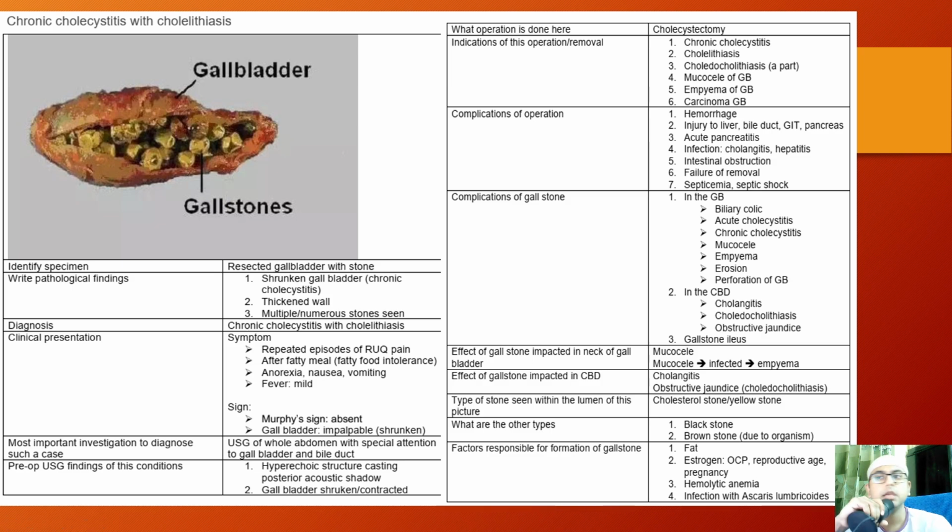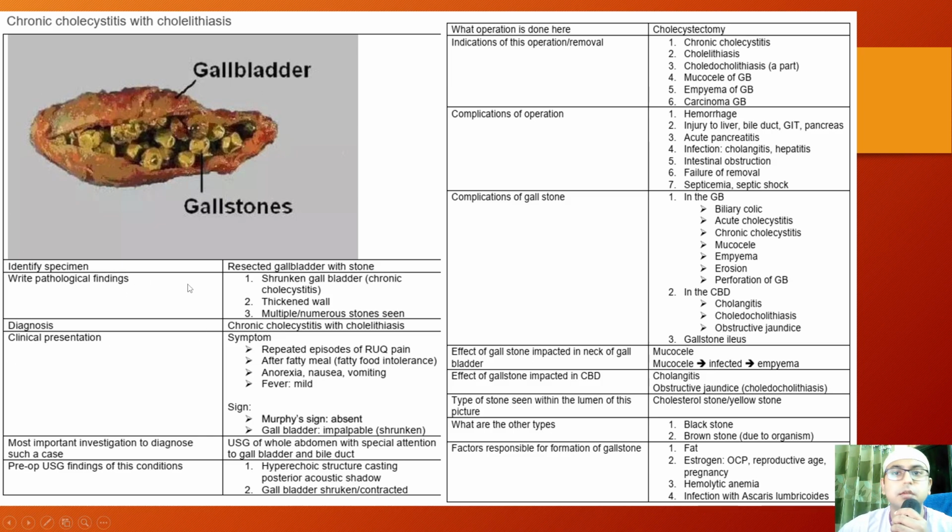Okay, symptoms should be repeated episodes of right hypochondrial pain, and because it has a huge stone, there should be pain. But sometimes some cases are painless because it is sometimes diagnosed incidentally in the ultrasonogram of the whole abdomen, and after fatty meal, fatty food intolerance, anorexia, nausea, vomiting, and mild fever may be present. And if it is an acute cholecystitis, in that case Murphy's sign is present, but because it is chronic, there is no Murphy sign. Gallbladder is impalpable.